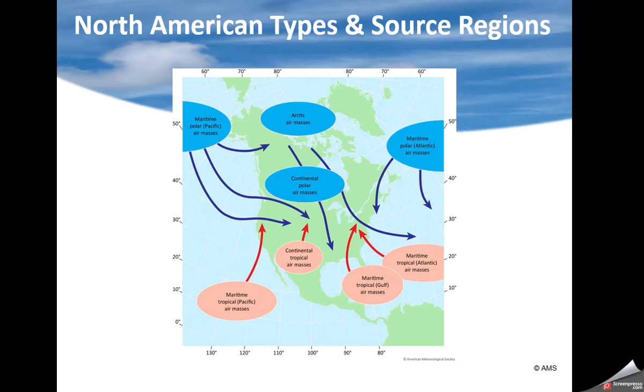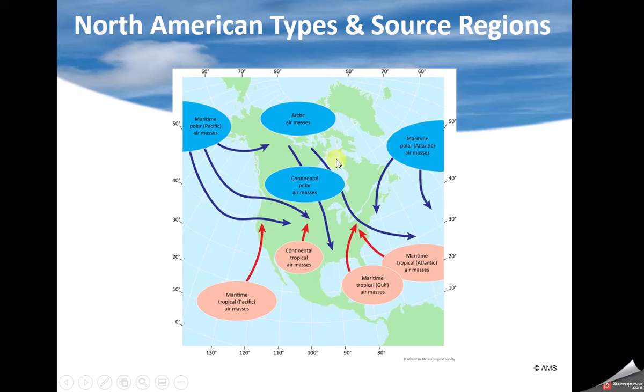Well, first of all, let's talk about the air masses we deal with here. One of the interesting things is in the U.S., we get all kinds of air masses. And these air masses originate where their source region is, and that's how they're really named.